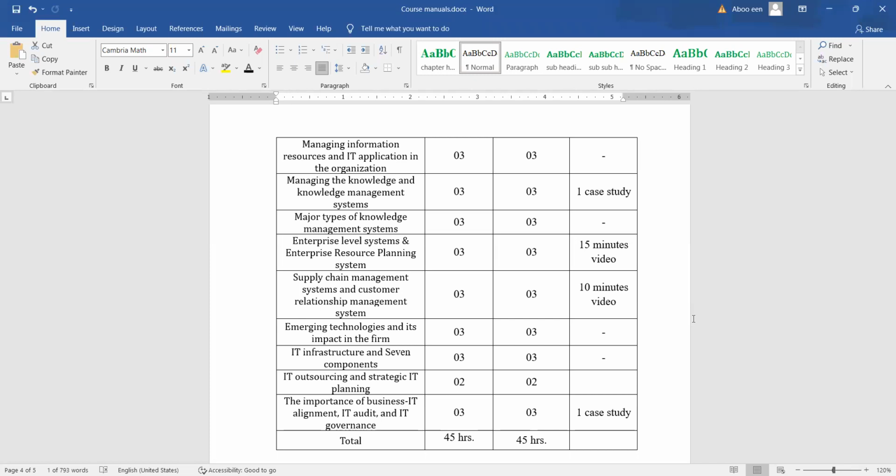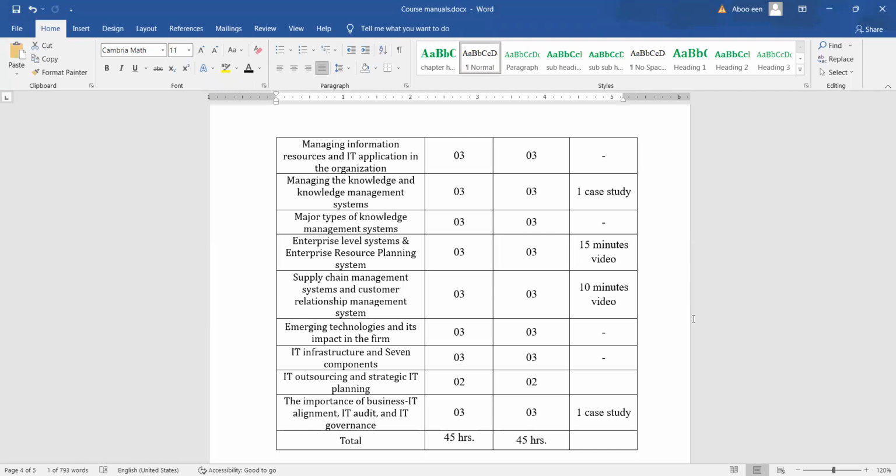The last one is the importance of business IT alignment, IT audit, and IT governance. There we will discuss what are IT goals, what are business goals, and how IT goals and business goals are aligning. So what is business IT alignment? What is IT auditing? The benefits of IT auditing, the reasons for IT auditing, and IT governance. What is IT governance? The impact or the importance of IT governance, and all these aspects we will discuss under this topic.